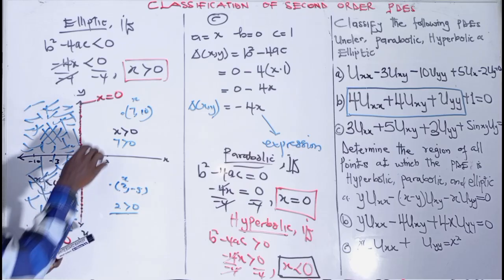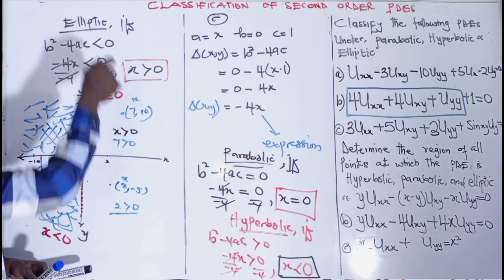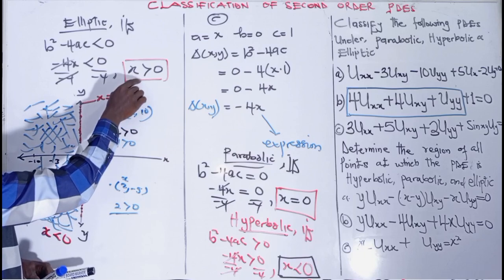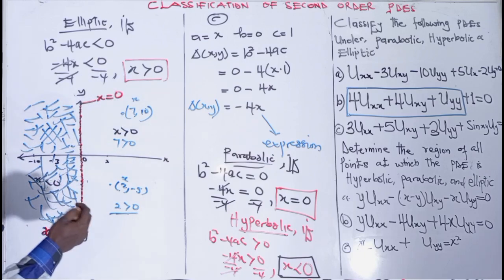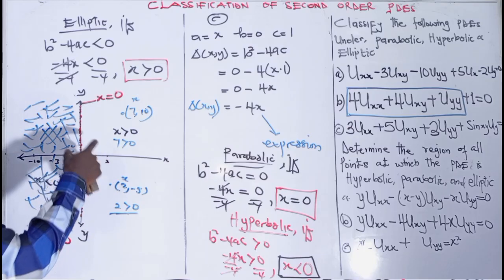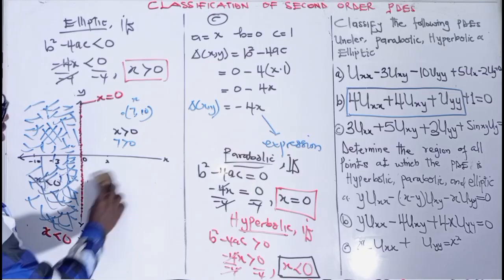So you can therefore say that any point that we pick here makes the PDE elliptic because it satisfies the inequality x is greater than 0. Very, very easy. So always we have to test with points from the graph to see if it satisfies that particular inequality or equation.